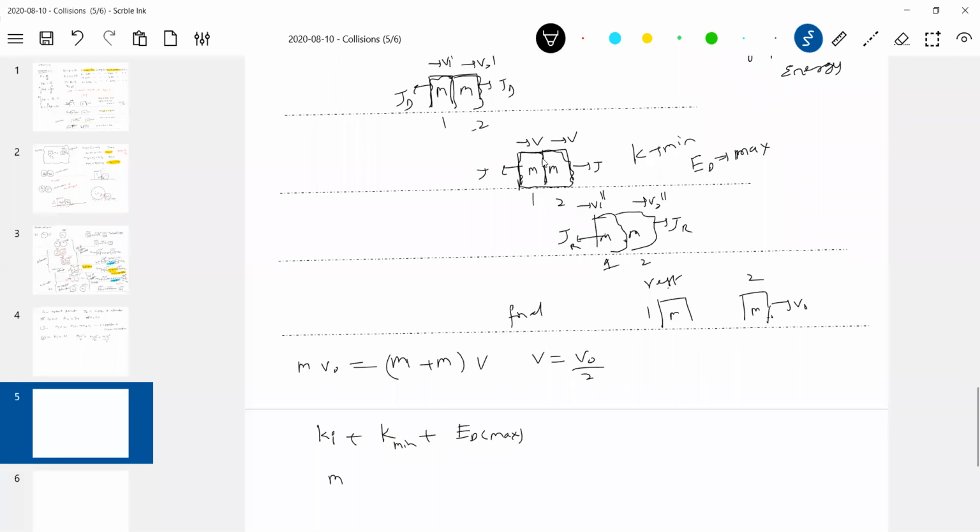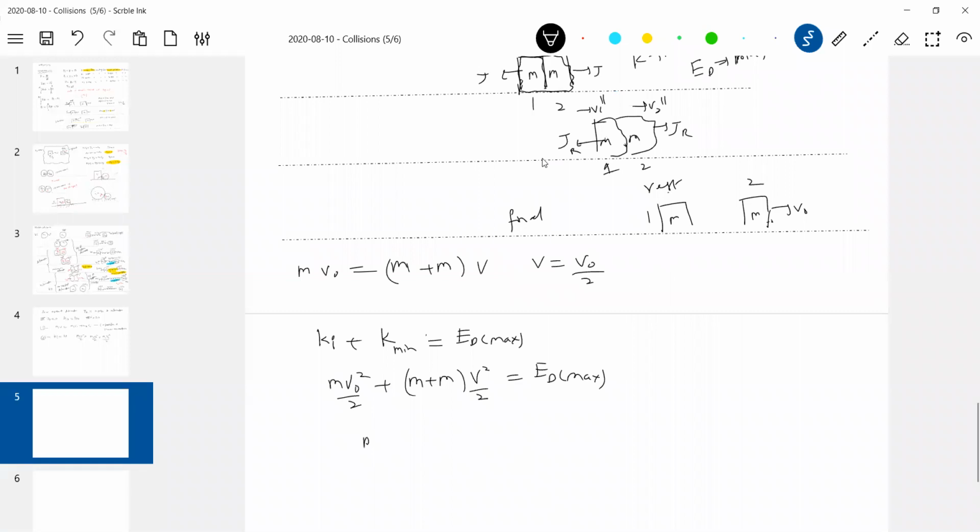What is the initial kinetic energy? m v naught square by 2. The minimum kinetic energy is (m plus m), the mass of the system, into v square by 2, and this is equal to the maximum deformation energy. So let's calculate this. m v naught square. This will be only m v square. What is v equal to? V naught by 2.